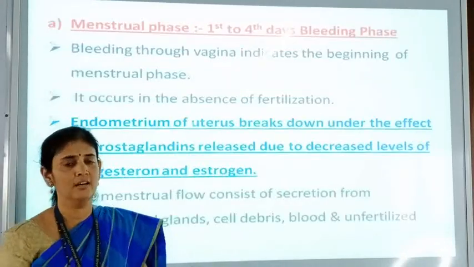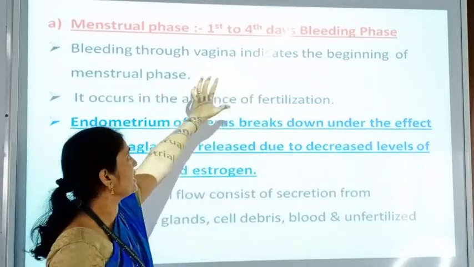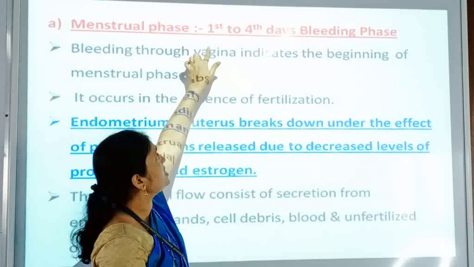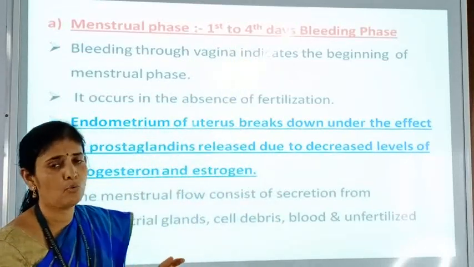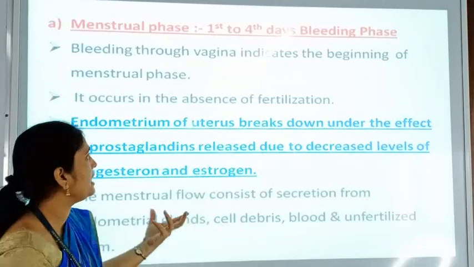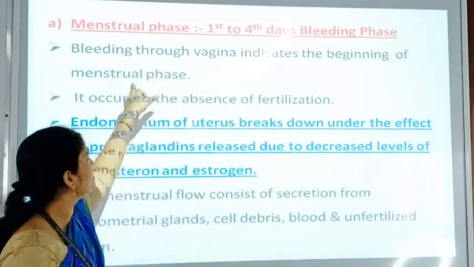So first is the menstrual phase, which is also called the bleeding phase, which is present between the first day of the menstrual cycle up to the fourth day of the menstrual cycle. So what happens during this phase? Here bleeding through the vagina indicates the beginning of this phase.